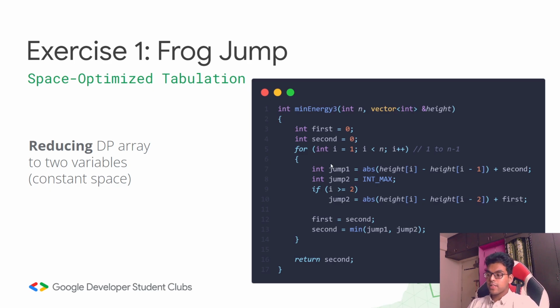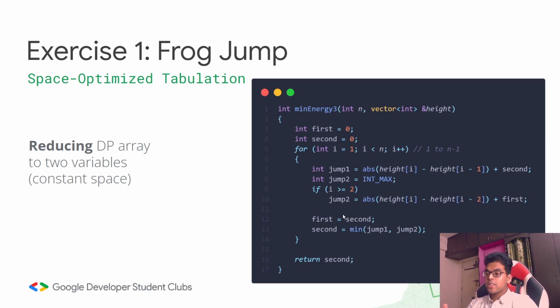I'll explain that using the same for loop, 1 to n-1. The energy required to reach the current stair from one step before is the absolute difference of the heights at the corresponding indexes plus the energy required to reach the i-1th stair. And jump 2 has the same int max default value, and the total energy is the absolute difference of the heights plus the energy required to reach the i-2th stair. First, second, third, you can think of it like that.